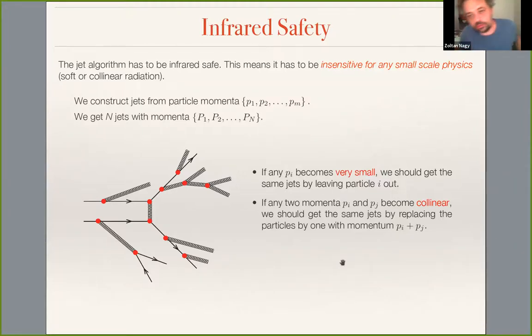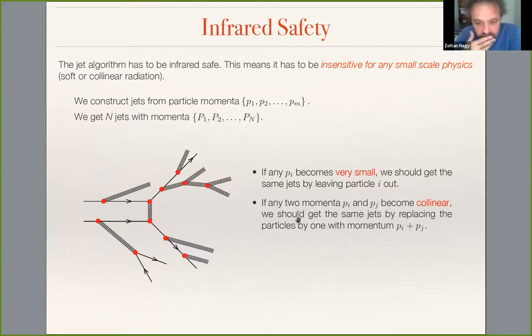The jet algorithm has to be infrared safe. This means it has to be insensitive to any small-scale physics. Whenever you have a soft emission or a collinear emission, your measurement function should be blind to that. It shouldn't see anything. It should basically ignore this emission.